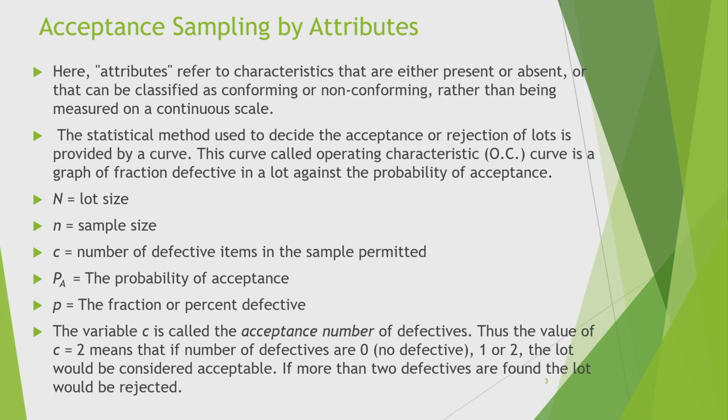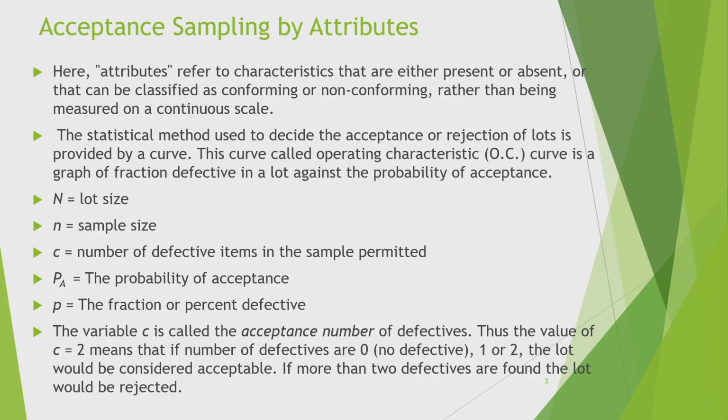Thus the value of C equal to 2 means that if the number of defectives is 0, that means no defectives, 1 or 2, the lot would be considered acceptable based on the sample only. I just inspected 100 components and found that defectives are only 2. So we said okay, it is a pass. If defective is 3, then we will say no, the whole lot will be rejected. So if more than 2 defectives are found, the lot would be rejected.